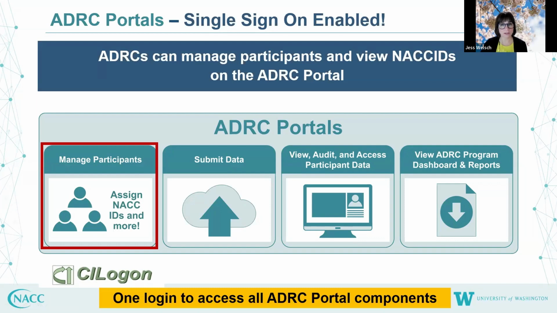The other thing I wanted to make sure that you saw, if you hadn't been part of the previous demos or the pilot, is what the ADRC portal is actually going to look like. So this is really similar to what the ADRC portal looks like. This is available now, you can see it. But for this process, for the NACC ID process, you're going to go to the Manage Participants button, and that's where you're going to have access to see all of those different submission methods.